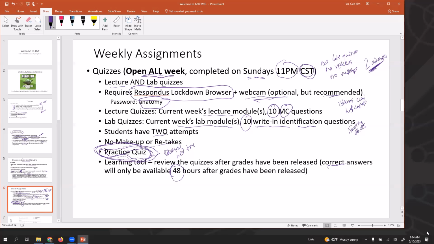Is the practice quiz graded? Nope. Okay. Yep, the practice quiz is never graded. It's on the syllabus essentially, but it's just to make sure that your computer systems are able to use Respondus Lockdown and webcam. Okay, thank you. Good questions, thank you.